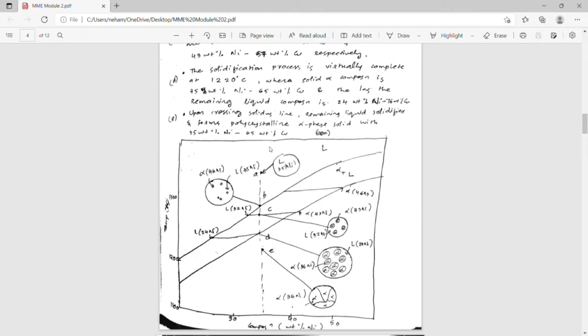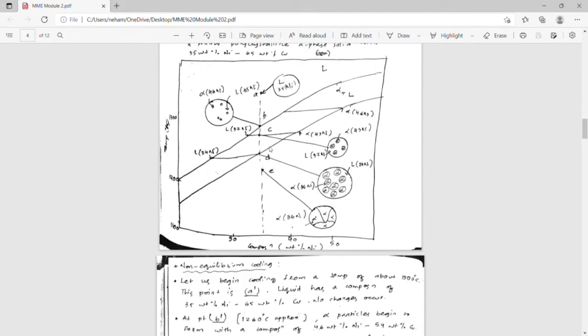Upon crossing the solidus line, the remaining liquid solidifies to form polycrystalline alpha solution, alpha solid. Next is non-equilibrium cooling, which is similar to equilibrium cooling.